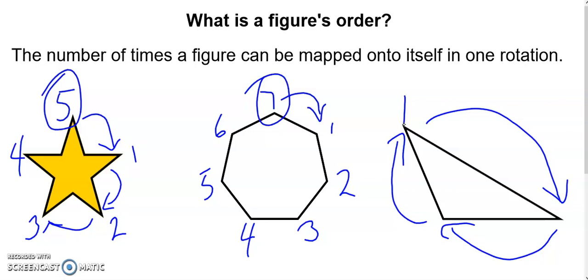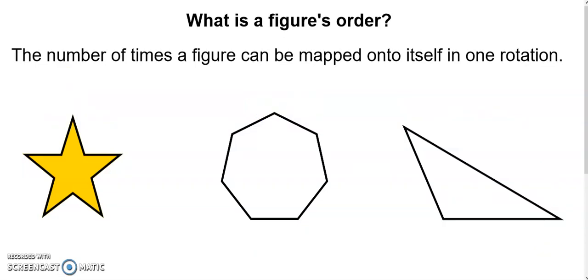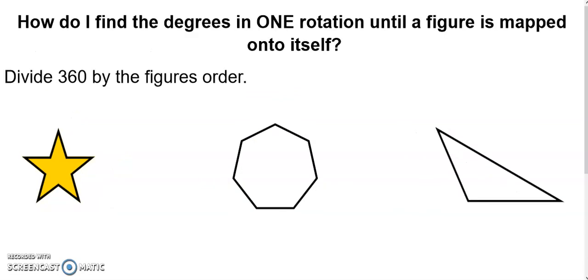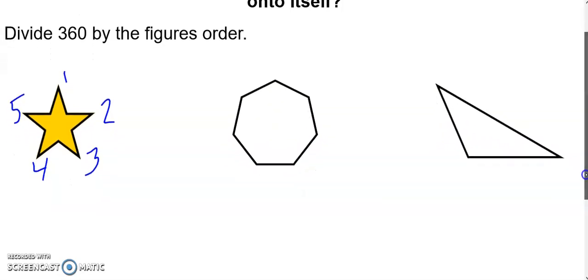Okay, so order is how many times I can turn a figure and it maps onto itself perfectly in 1 rotation. So what we're going to do is use that order to find the degrees in 1 rotation of rotational symmetry. We're going to start by finding the order on this star. The star has an order of 1, 2, 3, 4, 5. It has an order of 5. I can turn it onto itself 5 times in 1 turn.